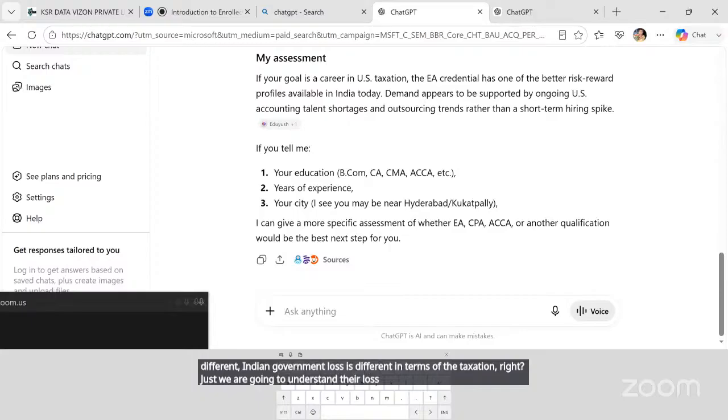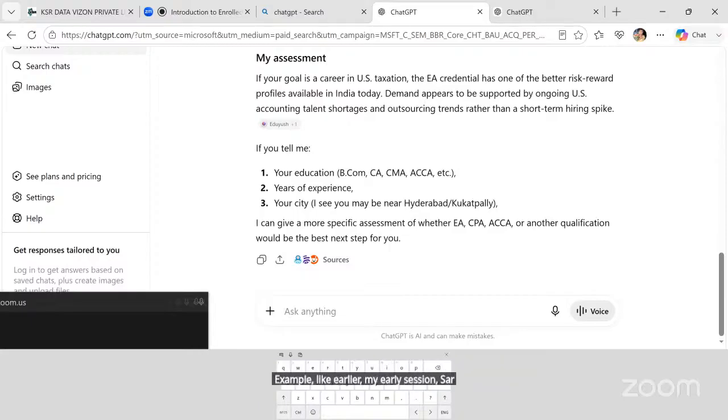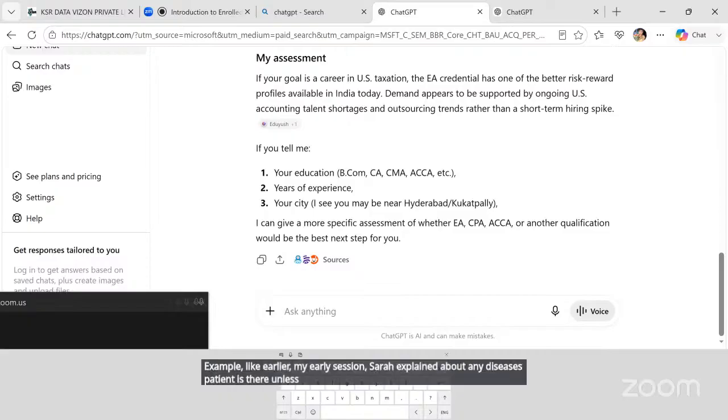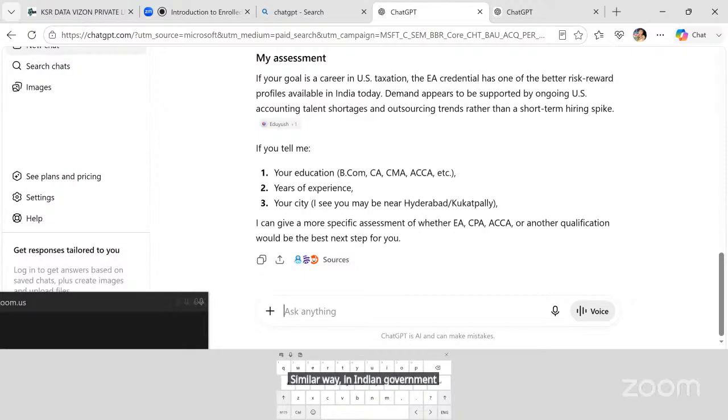Example, like in the earlier session, sir explained that if any diseased patient or any dependent patient is there in the house, they will get around $12,000, particularly for a son or daughter. In a similar way, in the Indian government also we have these kinds of schemes, right?